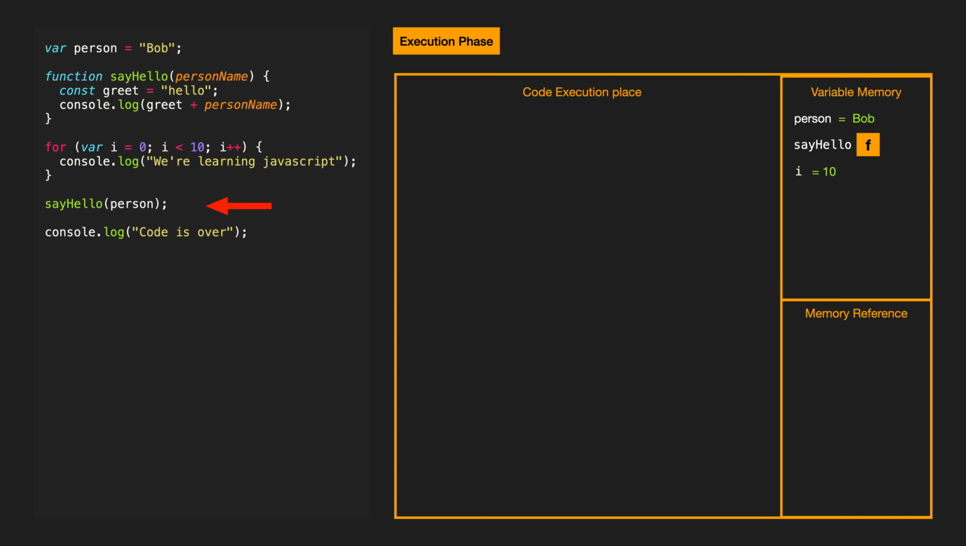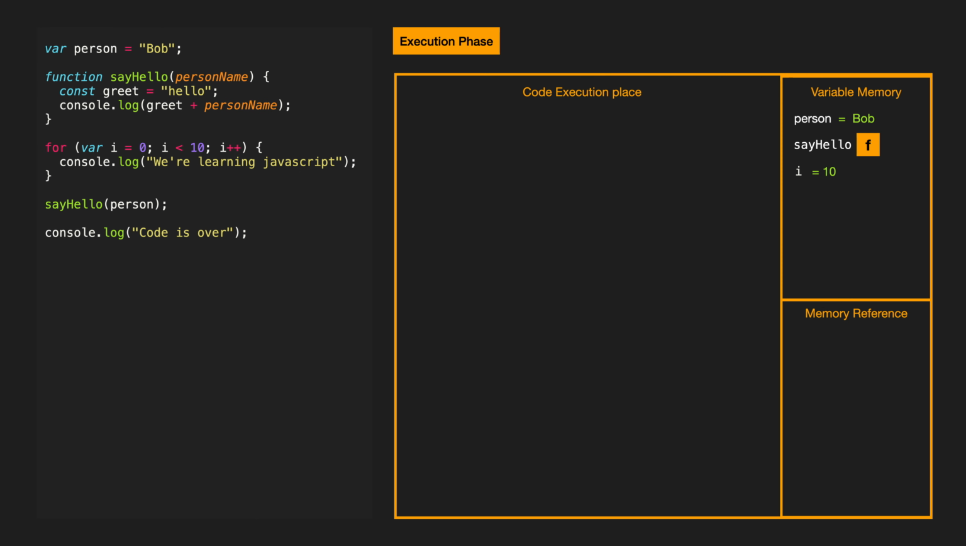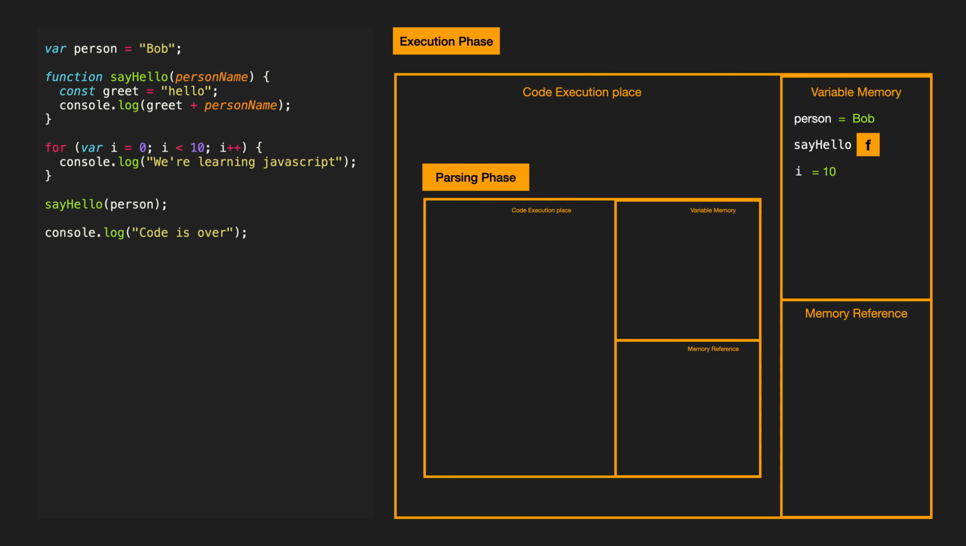Now how do you differentiate between calling a function and declaring a function? Whenever you put a pair of parentheses after the function, that means you are calling that function. So as you know, for every function call, there will be a brand new execution context. And in that execution context, there will be a parsing phase and an execution phase as well. So a brand new execution context is created. In the parsing phase, we have the first variable called personName. Now this personName is called a parameter, but it is just another variable. And in the second line, we have a variable called greet.